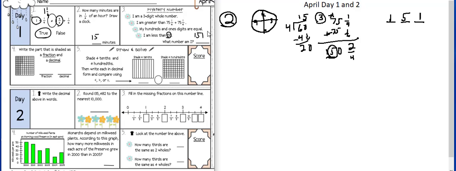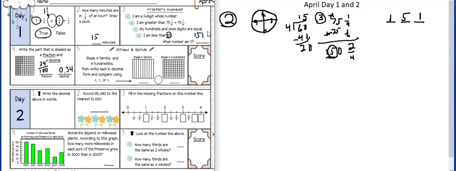All right, write the part that is shaded as a fraction and a decimal. My eyes aren't super great, so I'm going to get a little closer look here. So I have 1, 2, 3 rows, and then I have 1, 2, 3, 4. So 34 of these little boxes are shaded in. So as a fraction, that would be 34 out of 100. And as a decimal, it would be 0.34.